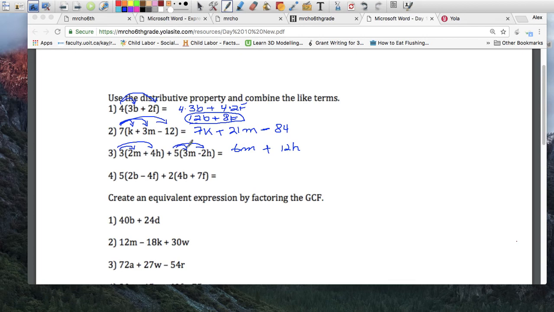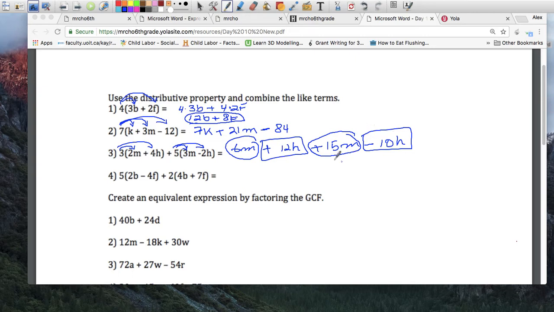Okay, plus 5 times 3m is 15m, and then minus, careful here, minus 5 times 2h is 10h. Now we look for things that are common, like terms. And we do. We have this 6m, which is in the same category as this plus 15m, and then the 12h and minus 10h can be combined.